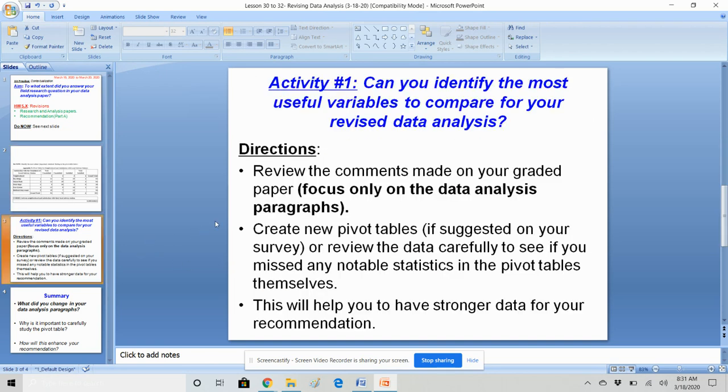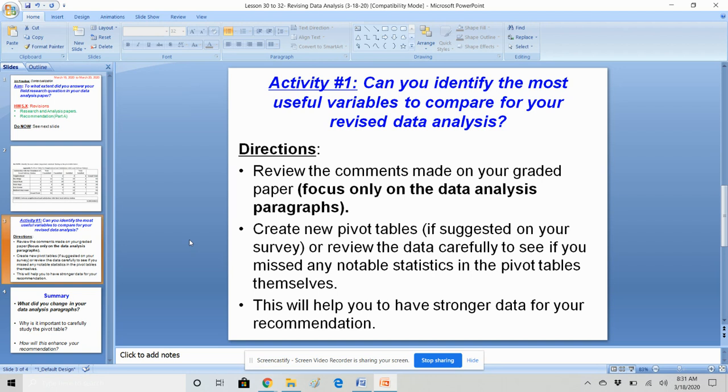So what I'm going to ask you to do for the next 3 days is to look back at your data analysis section of your papers. Specifically, look at the comments that I wrote in terms of Appendix B, which will be your survey, considering which pivot tables you made, and if those specific pivot tables are really getting at the heart of your field research question or if they're simply not. Create new pivot tables if it was suggested, or review the comments and the data carefully to see if you missed anything notable in the pivot tables themselves.